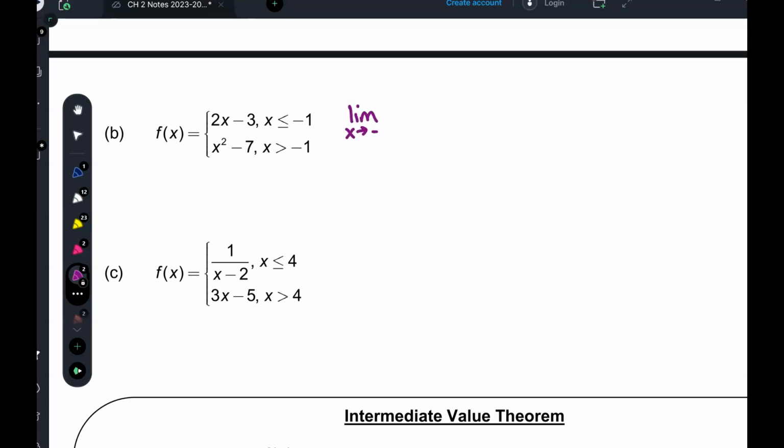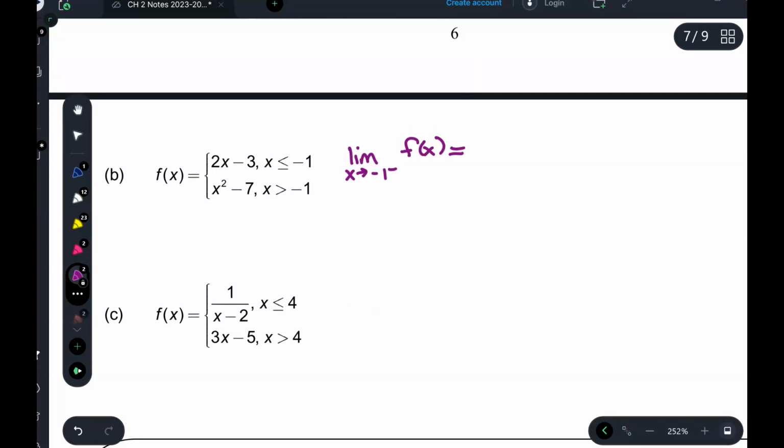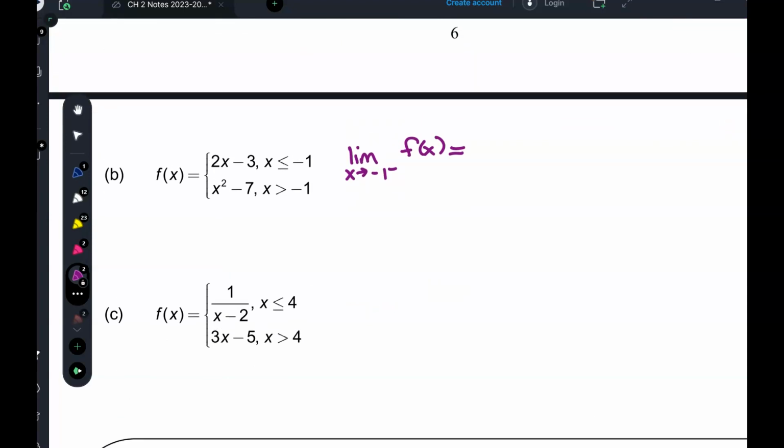X less, so just to show. Why is it a limit? Because we're going to check to see what happens when I plug in -1 from the left. What do I get? -5.